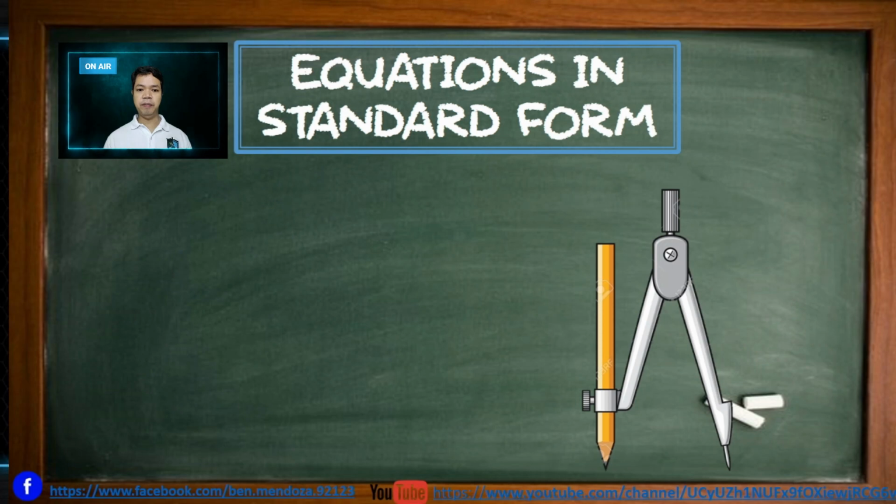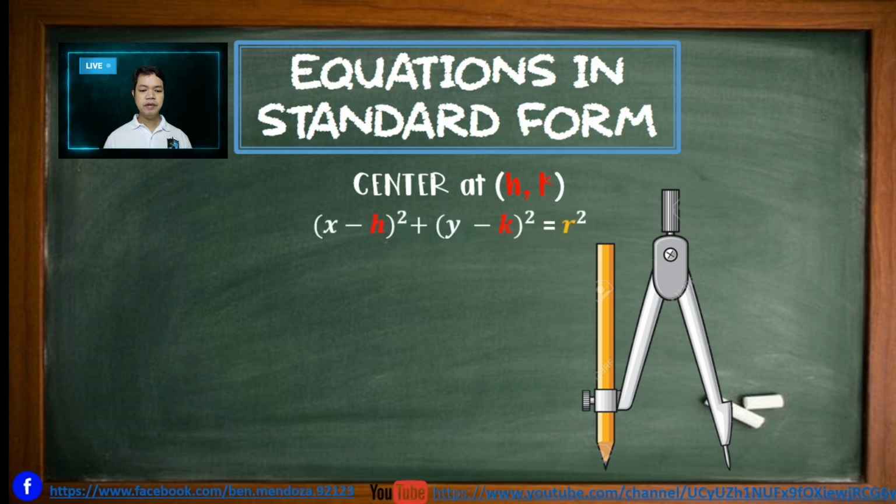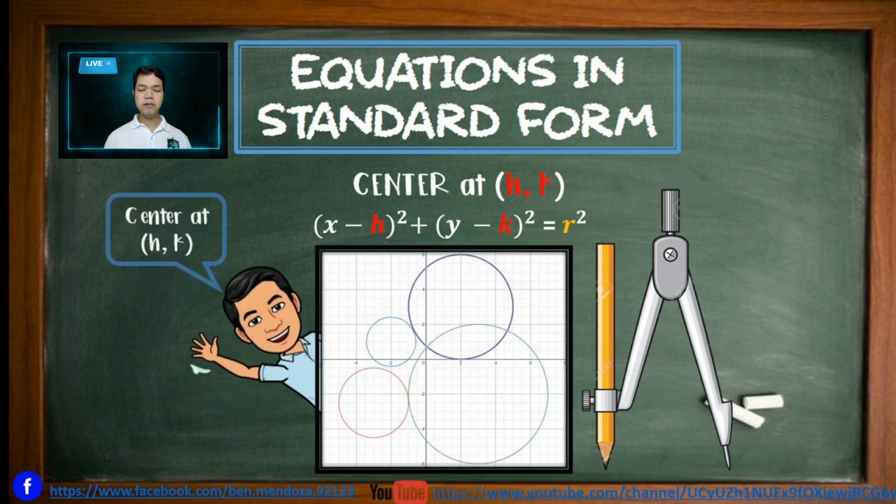Equations in standard form, but this time given the center at (h, k). So the standard form, or the equation that we're going to use, is (x − h)² + (y − k)² = r². Those are the examples of circles with center at (h, k).